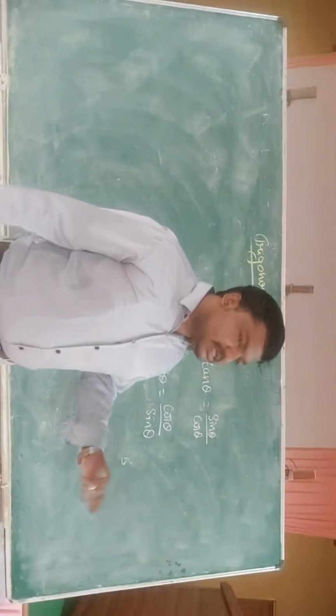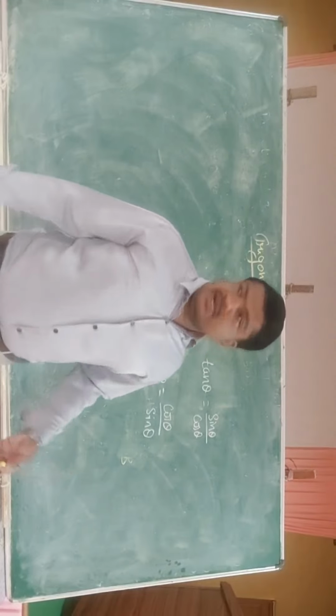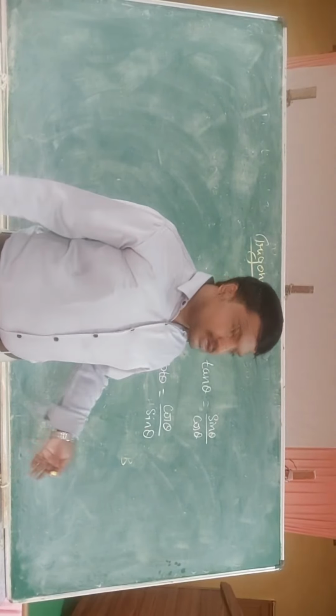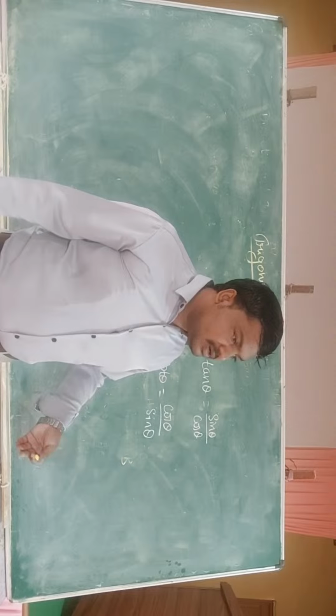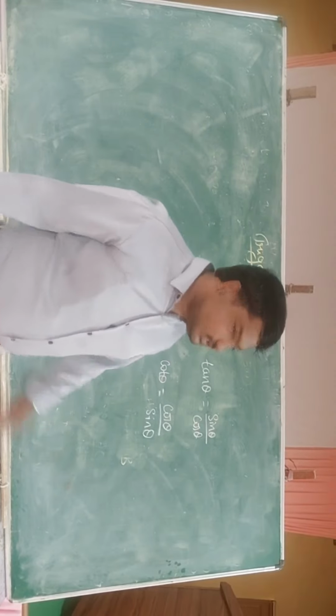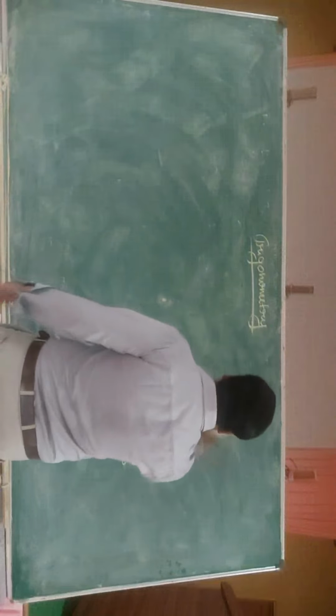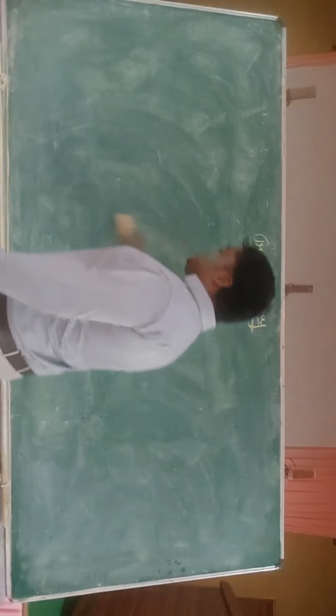In this chapter only three concepts are there. First one is introduction to trigonometry. Then second one, trigonometric functions. Then the third one, trigonometric ratios. That's it. So now, can we take exercise? First exercise, exercise number 8.1.